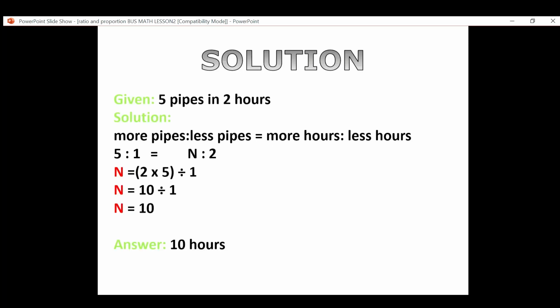Okay, so the answer is, the given ratio is 5 pipes in 2 hours. So more pipes is to less pipes, so more hours is to less hours. So the ratio is 5 is to 1 equals n is to 2. So getting the product of the means, 1 times n equals 2 times 5. So dividing both sides by 1, the answer is 10. So the answer is 10 hours.